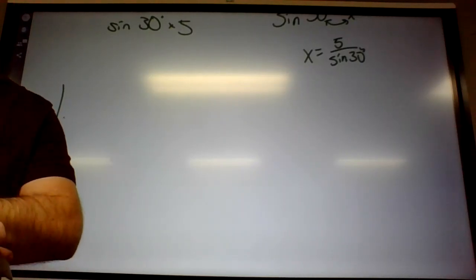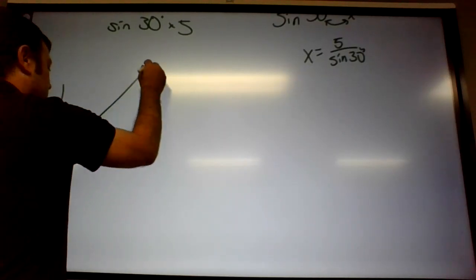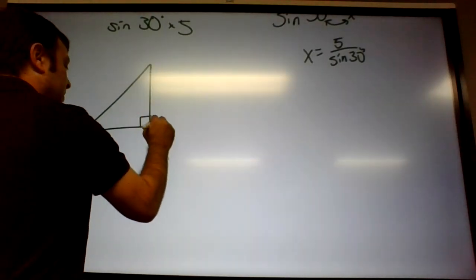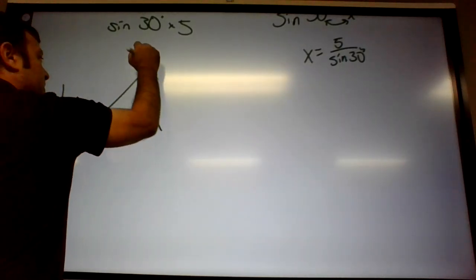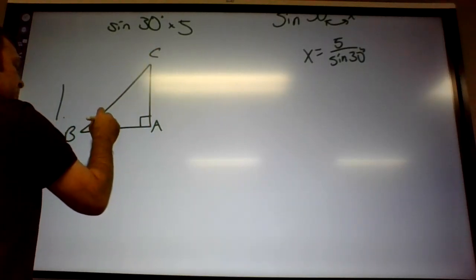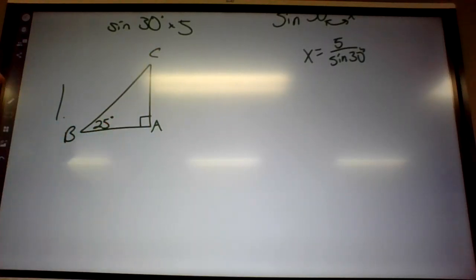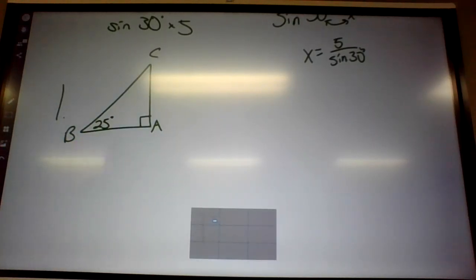Okay, number 1, in triangle ABC, angle A is 90 degrees. So I'm going to draw a little picture, help me out here. A is the right angle, B is 25 degrees. It doesn't really matter where you put B and C. The picture is not that important. I mean, A is the 90 degree angle. B is 25. We're supposed to find B and C.